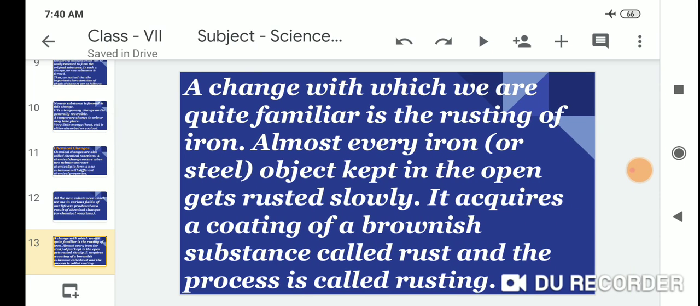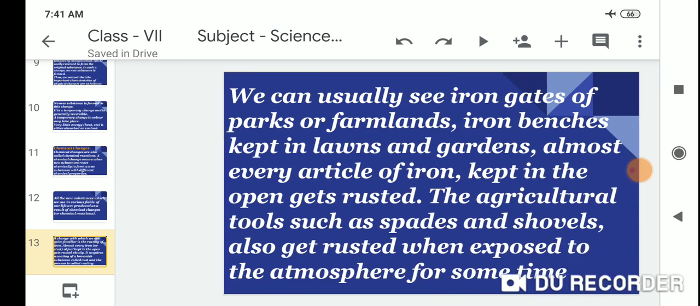A change with which we are quite familiar is the rusting of iron. Almost every iron object kept in the open gets rusted slowly. It acquires a coating of a brownish substance. This coating of brownish substance is called rust and the process is called rusting.